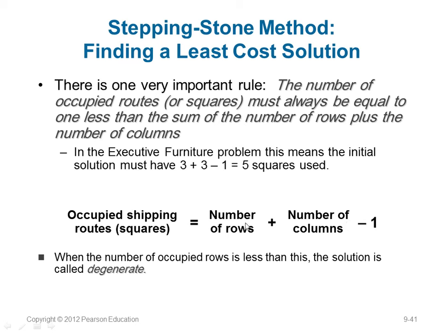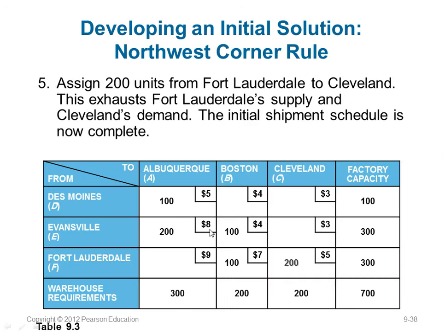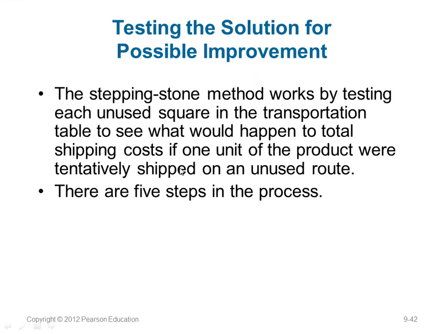If the number of occupied cells is less, then the solution is called a degenerate solution. Okay, that's a name given. So here you can check 1, 2, 3, 4, 5. There are 3 rows, 3 columns. Please don't add the supply and the demand. So 3 plus 3 is 6, 6 minus 1 is 5. So it's equal, so no problem. It's not a degenerate problem.